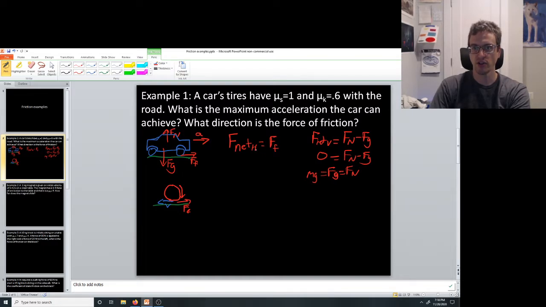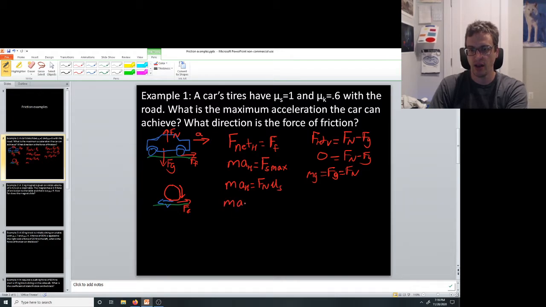So here is the force of friction, and we want to maximize that. We know that static friction is more than kinetic friction. And you know this: if you're driving your car, you can drive faster when your tires aren't spinning. So we want to say F net, which is ma horizontal, is equal to static friction, the maximum. The maximum static friction can be is mu s times the normal force. So that's ma horizontal, and this is mg.